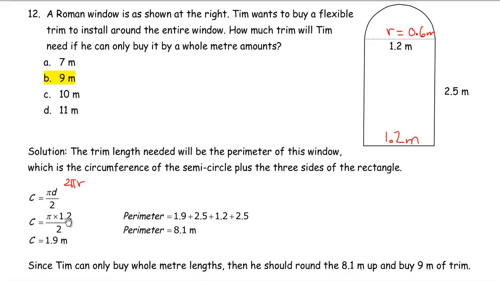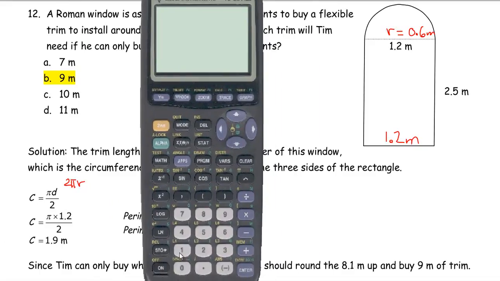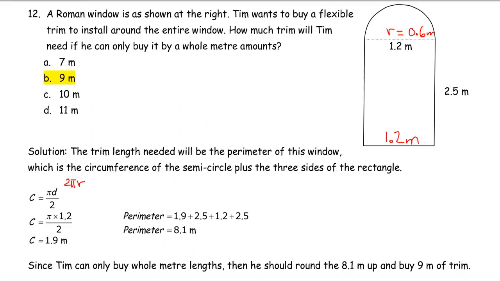So the diameter is 1.2, so we multiply it by pi and divide it by 2, and you get 1.9. Just to demonstrate that those both give the same calculation: pi times 1.2 divided by 2 rounds to 1.9. If instead we did 2 pi times the radius, which is 0.6, and then of course divided by 2 because we only want half of it, it's exactly the same thing. It doesn't matter which form you use, you will get the same answer.